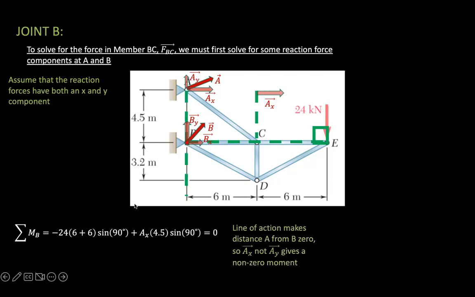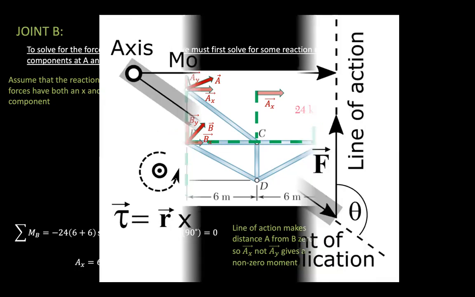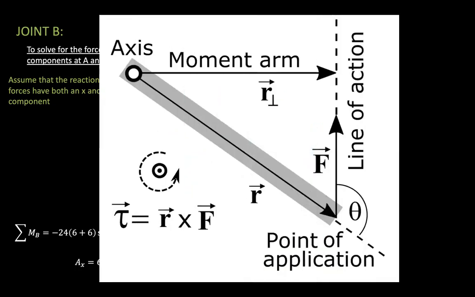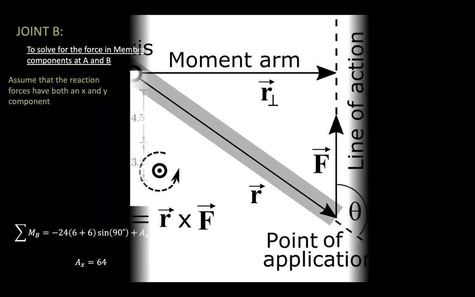The line of action makes the distance of A from B 0. So we use the X component of the A reaction force and not the Y component, because the Y component of the A reaction force doesn't give us any moment. The moment is simply 0. So as you see, we used A_X. So A_X is equal to 64 kilonewtons after solving for A_X from that equation. And then remember this review of line of action and the point of application, what line of action actually means.